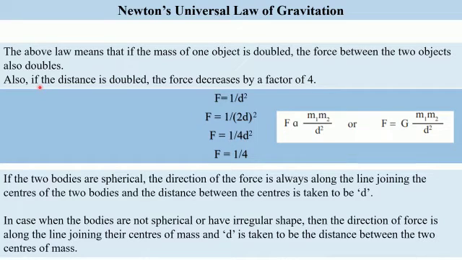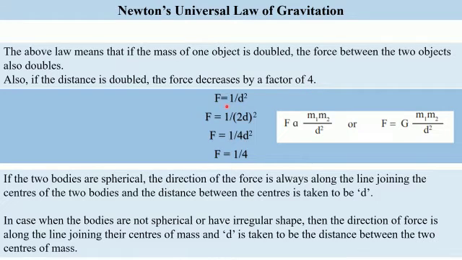Similarly, we know that the gravitational force is inversely proportional to the square of the distance between the two objects. The more the distance between the two objects, the weaker is the gravitational force. So as the two objects are separated from each other, the force of gravitational attraction between them will go on decreasing. And if the separating distance between the two objects is doubled, then the force of gravitational attraction between them will decrease by a factor of 4.